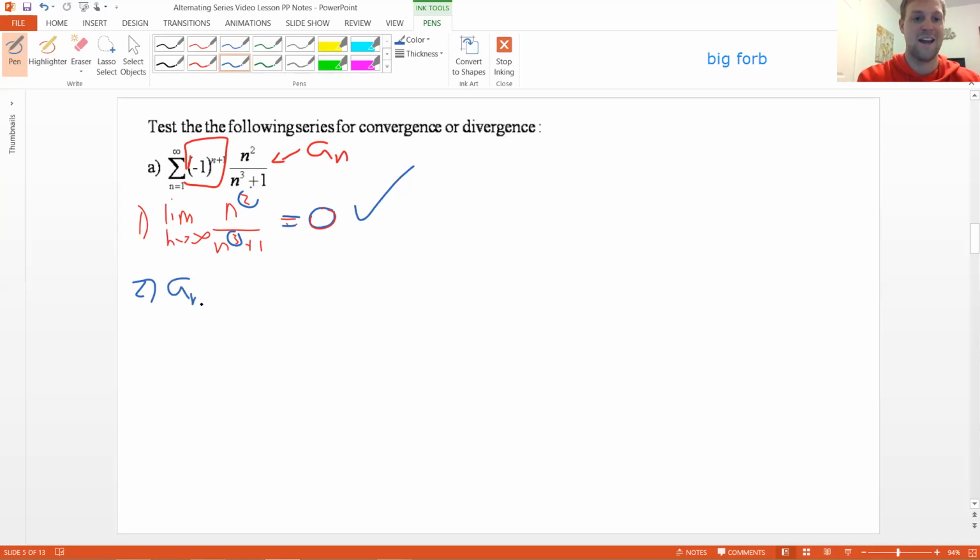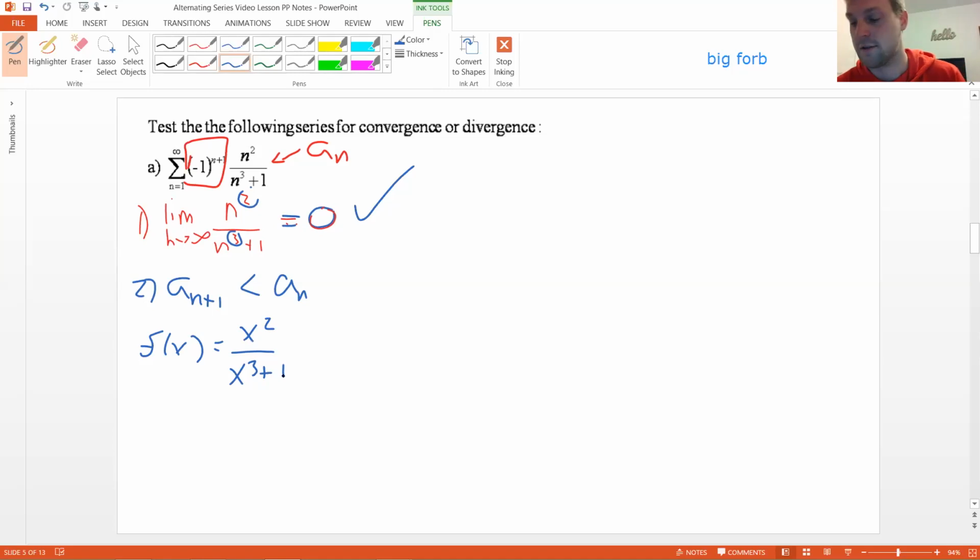We need to do a sub n plus 1 to make sure that that is going to be less than a sub n. And how you want to do that is you want to discuss the a sub n as a function and discuss the derivative. So I'm going to say f of x is equal to x squared over x cubed plus 1. And now let's take the derivative and find the intervals on which it's decreasing and decide if it's ultimately decreasing.